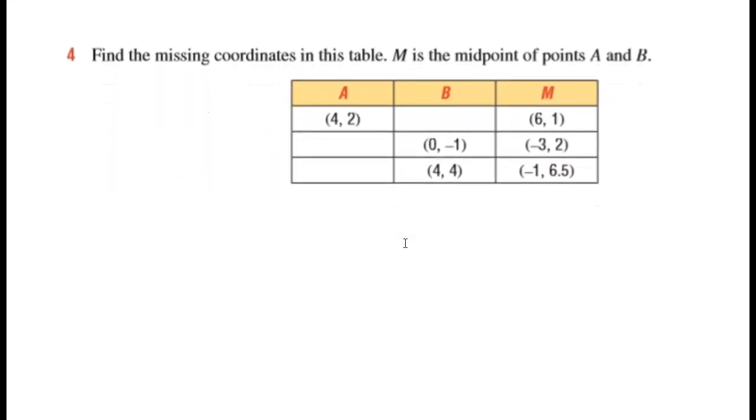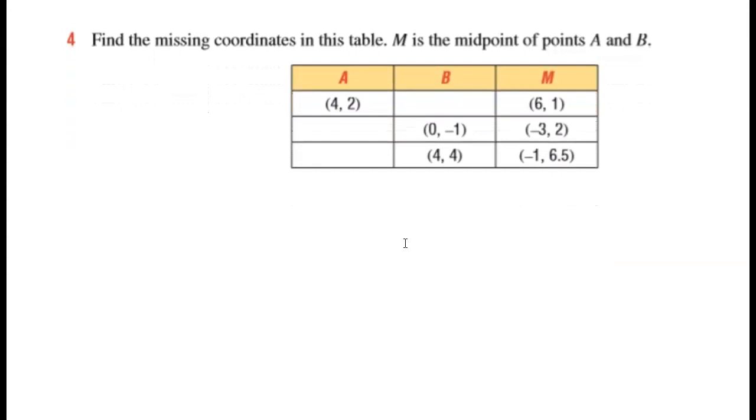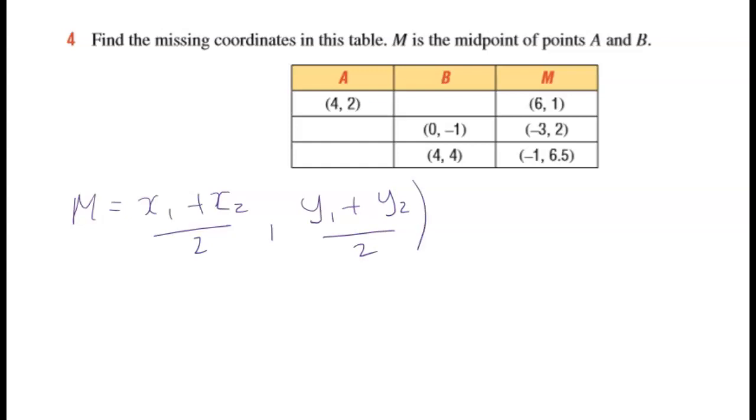All right, so I'm doing question 4, so it's another midpoint. Here the midpoint has been given to us, and the other values are missing. So when you think, your midpoint is equal to x1 plus x2 divided by 2, and y1 plus y2 divided by 2. Okay, so for the first one, your midpoint is 6, 1.